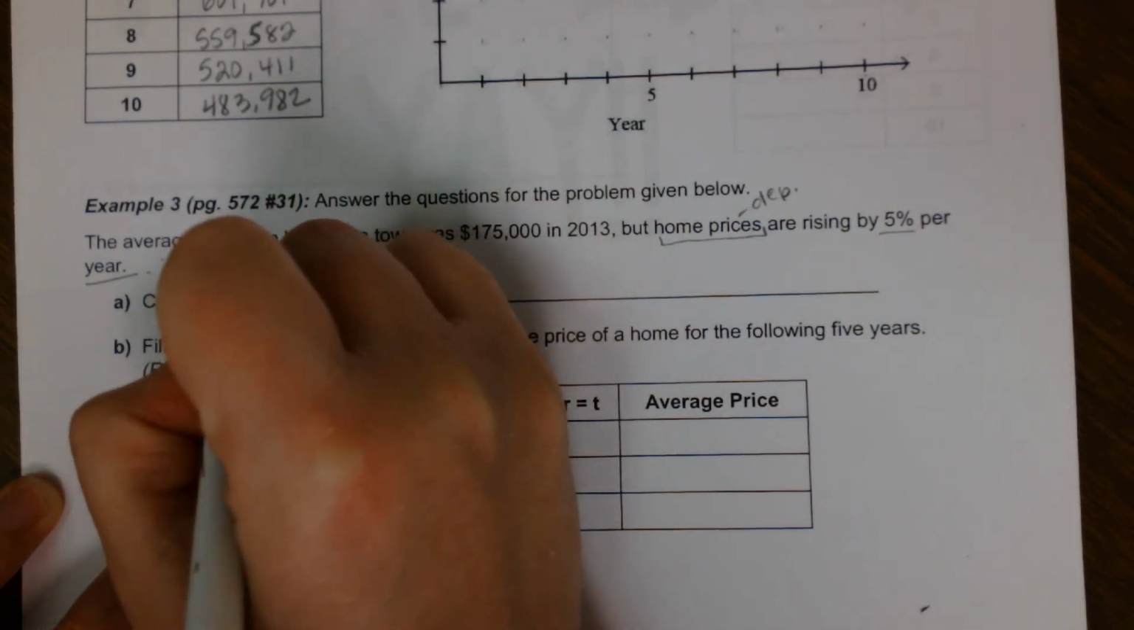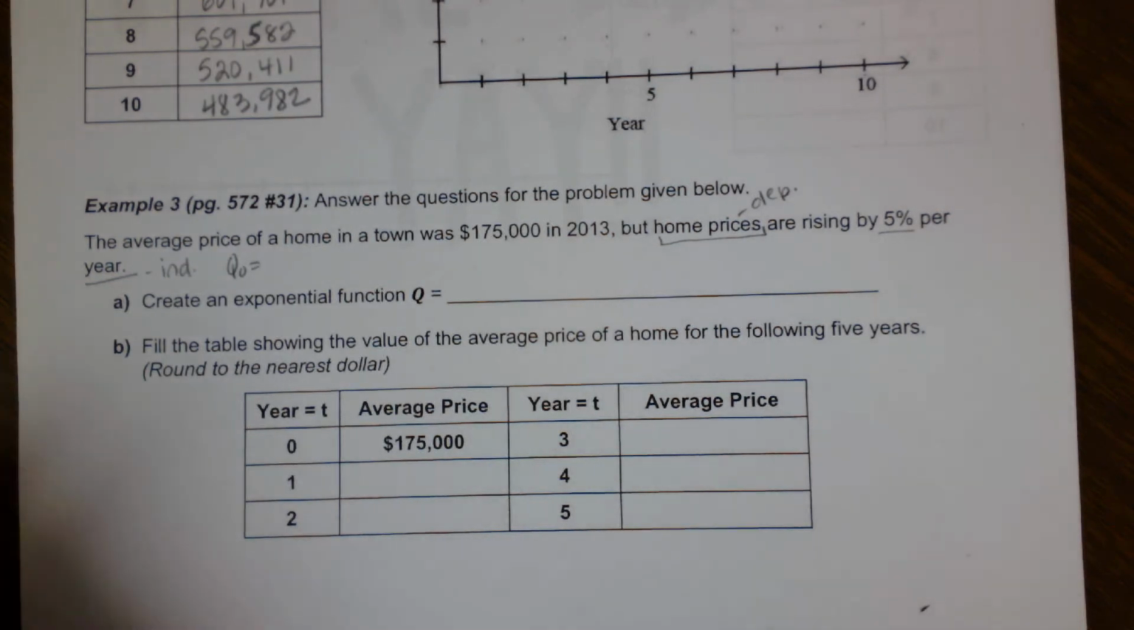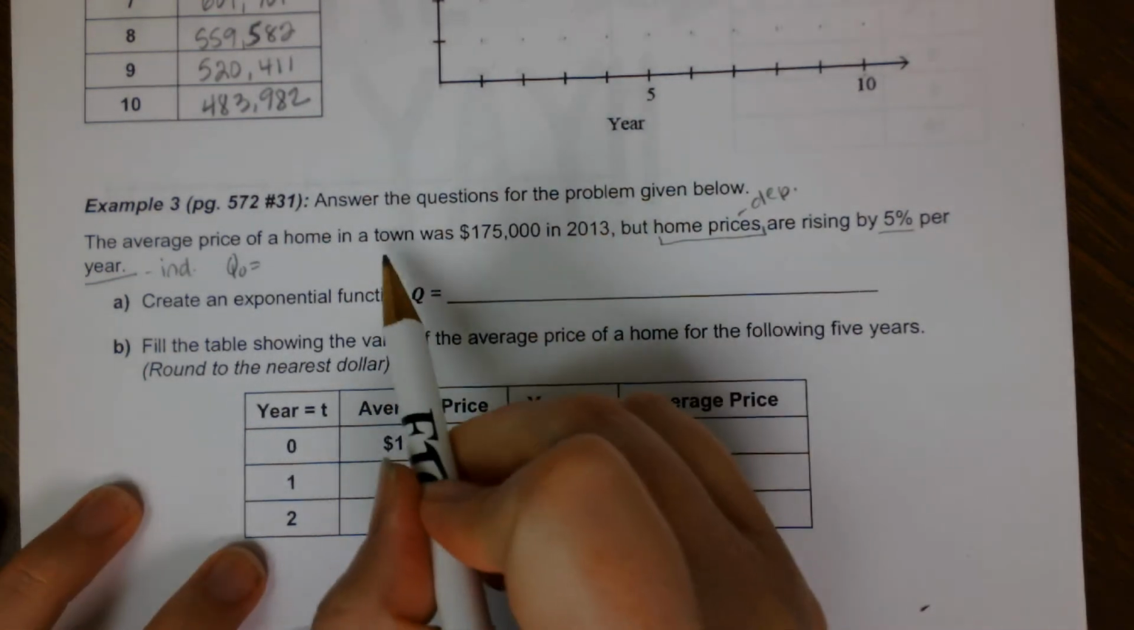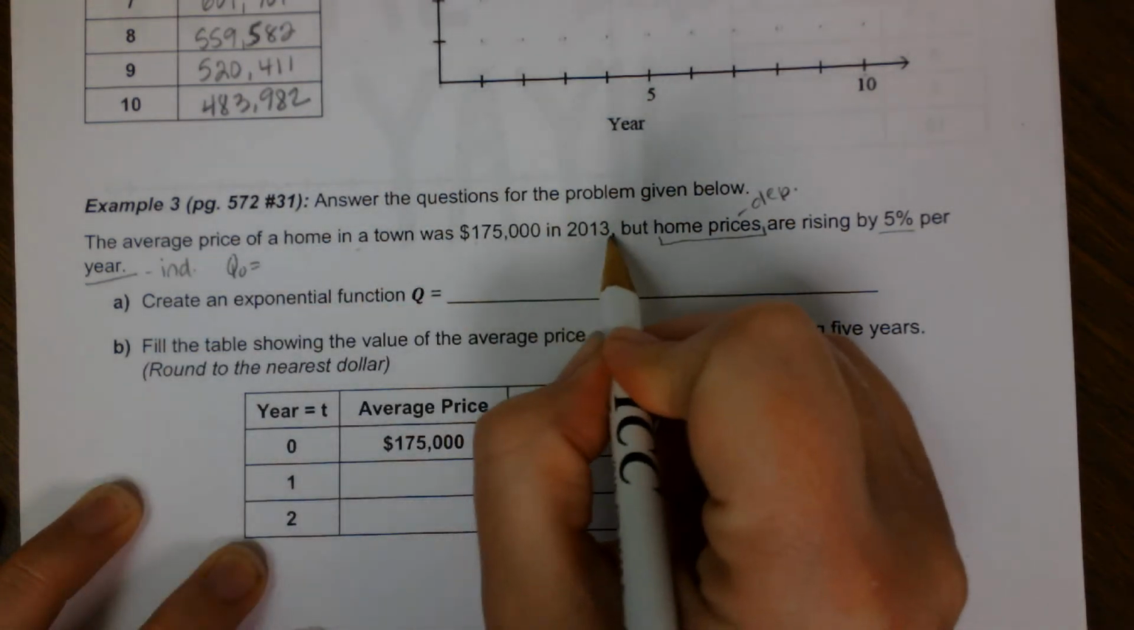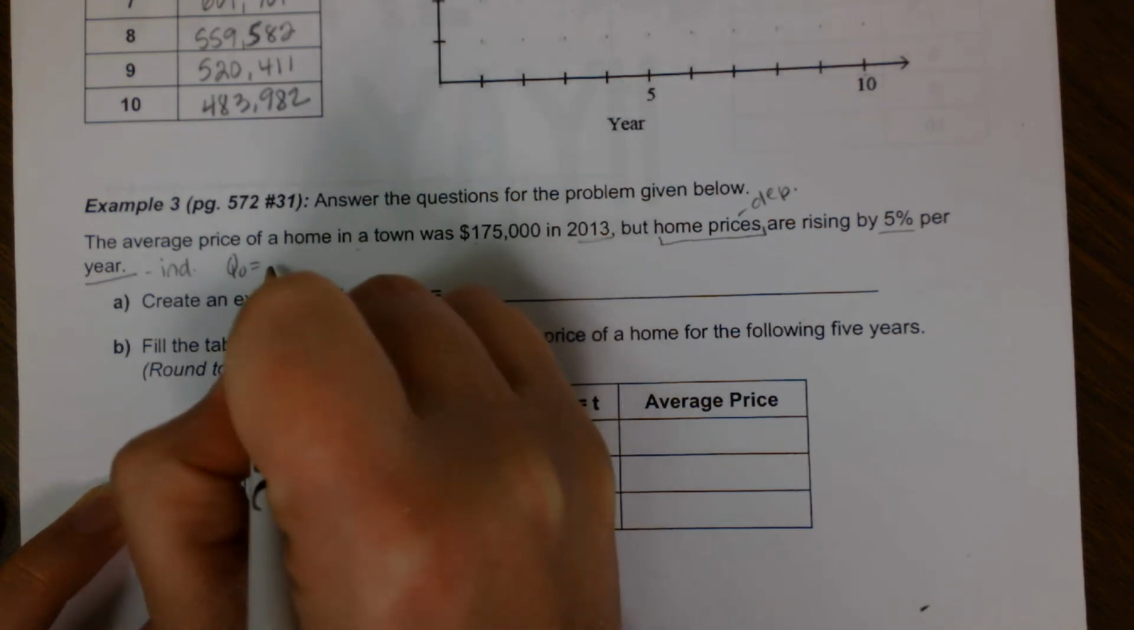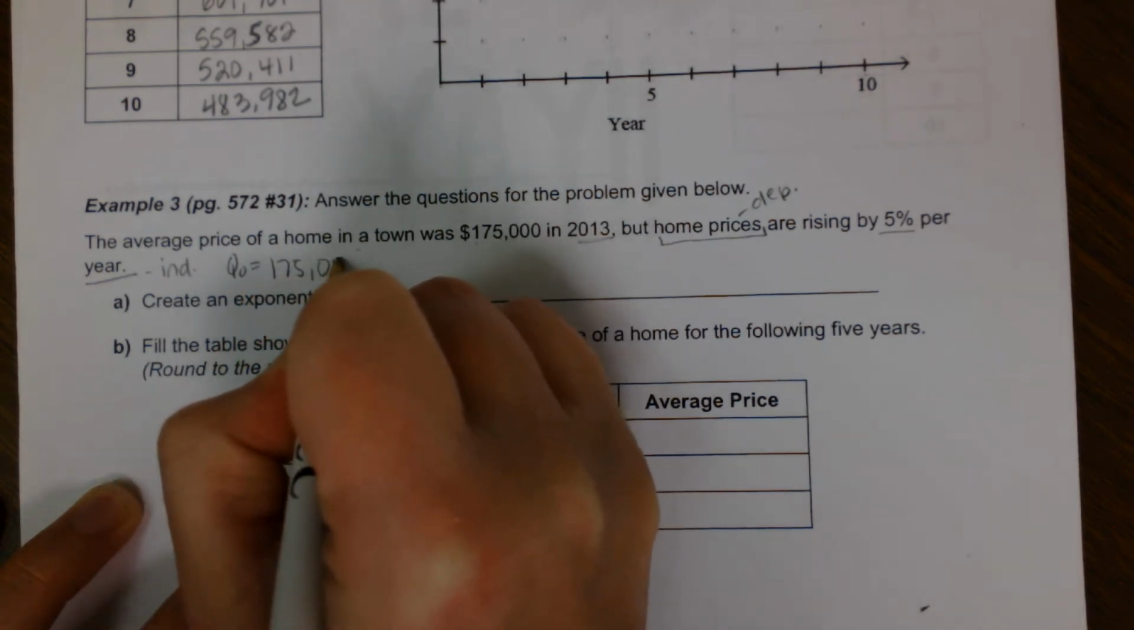Which means my Q naught is going to be my initial home price. So that is going to be the price now. So the average price now, in 2013 I should say, is 175,000.